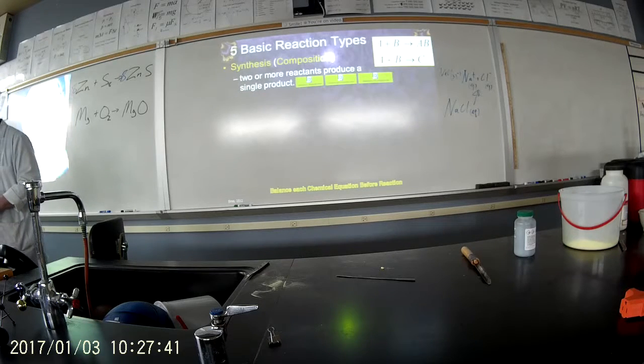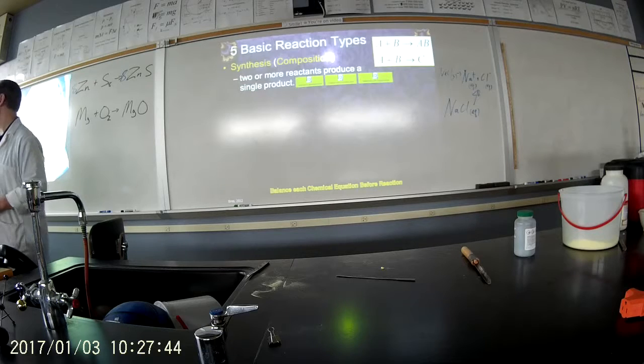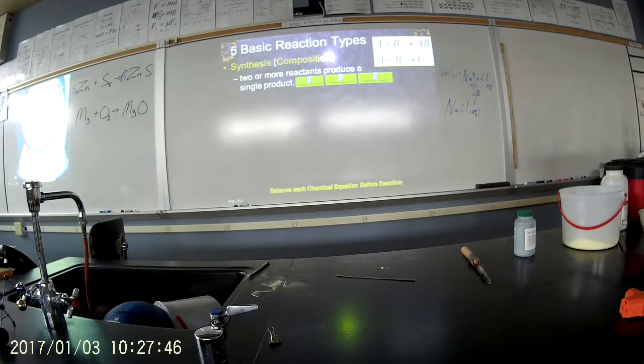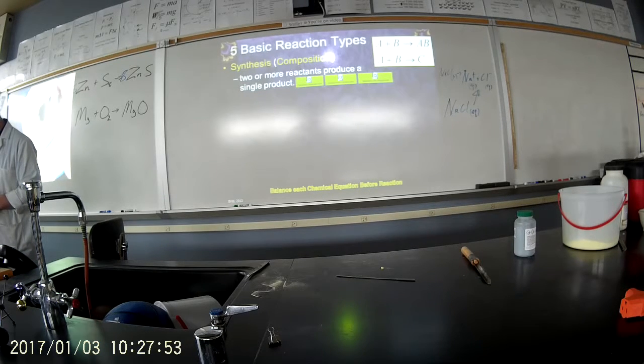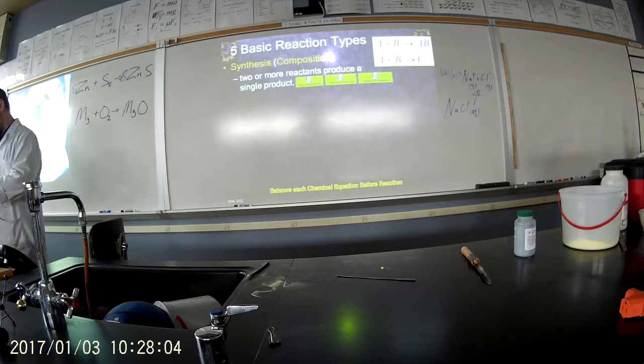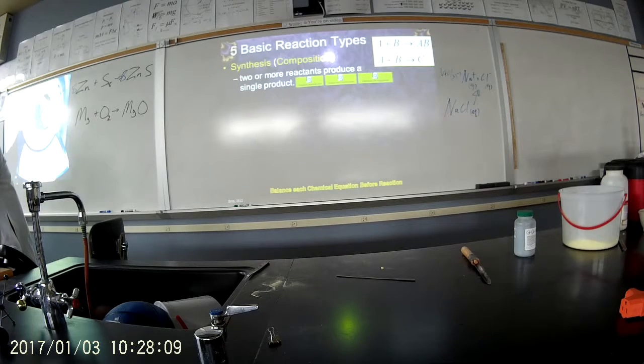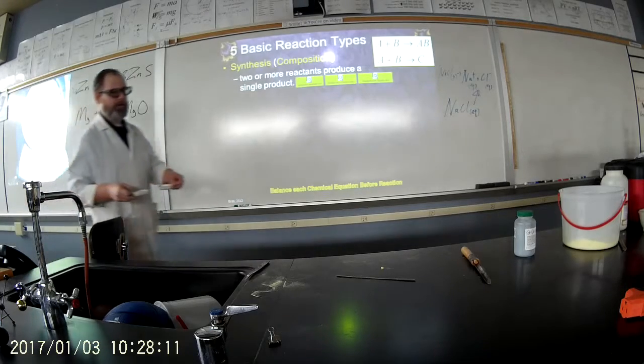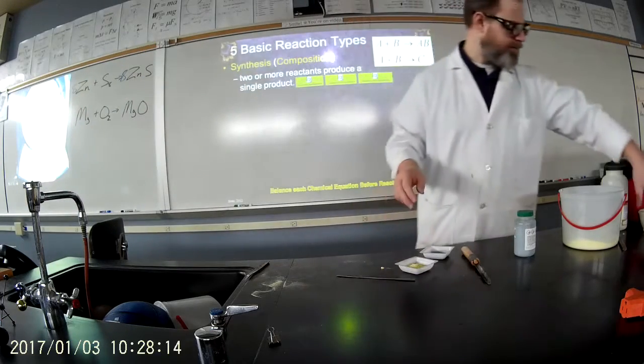How much zinc should I add? 65.4. So I'm going to attempt to add 65.4 grams of zinc, and that's a lot of zinc. Let it catch up a little bit. 65, not close enough. Okay. I don't want to put chemicals back in the bottle because I might contaminate them. We'll talk about that later. Okay, so I got my mole of zinc. I got my mole of sulfur.